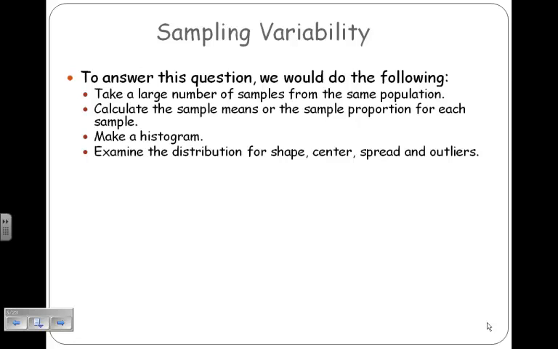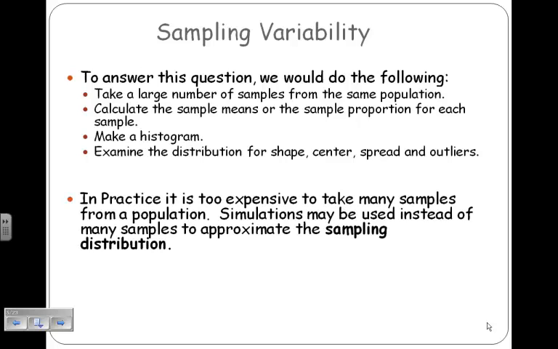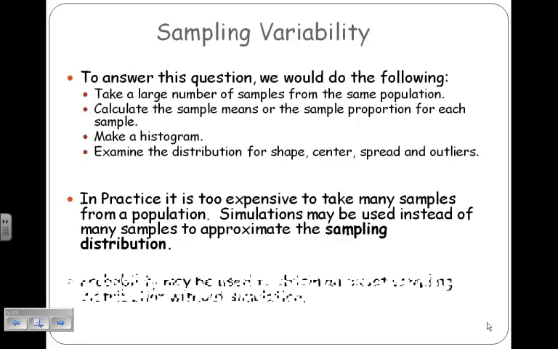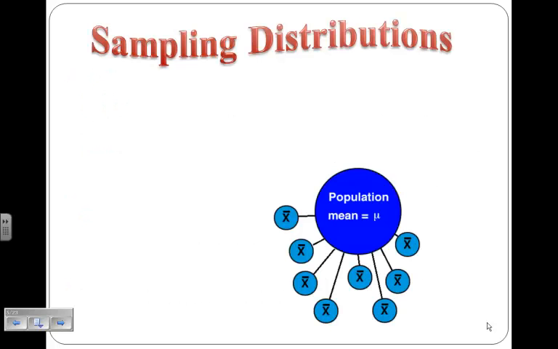So the key thing is, if we're trying to figure out what a parameter is, we need to do samples. But we can't just do one sample, we have to do multiple samples. The statistics change from sample to sample. This is variability. We need to make sense of that variability in order to estimate what the actual parameter is. In practice, it's too expensive to take many samples from a population, so we use simulations instead of taking many samples to approximate the sampling distribution. And probability is often used to obtain an exact sampling distribution without simulation.